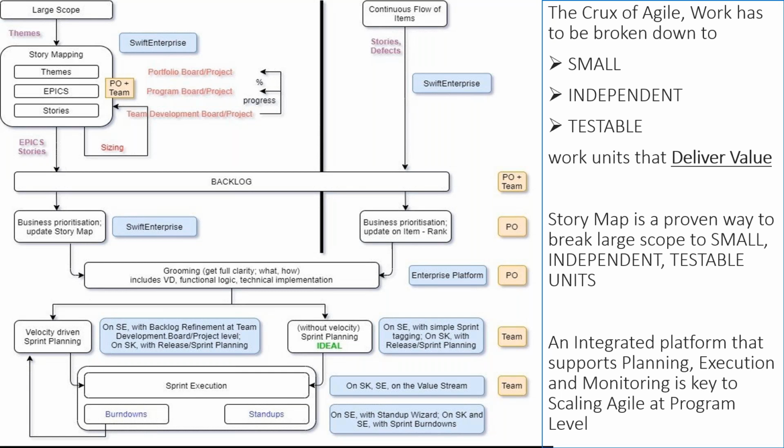Now, the question is, when we come to a program where the size of the work is very, very different from what is there at a project level, because at a program level, you're talking about a much larger scope. So how do you break that larger scope into smaller, independent, testable units that can be given to different teams that are part of your program and still deliver value to the customers?